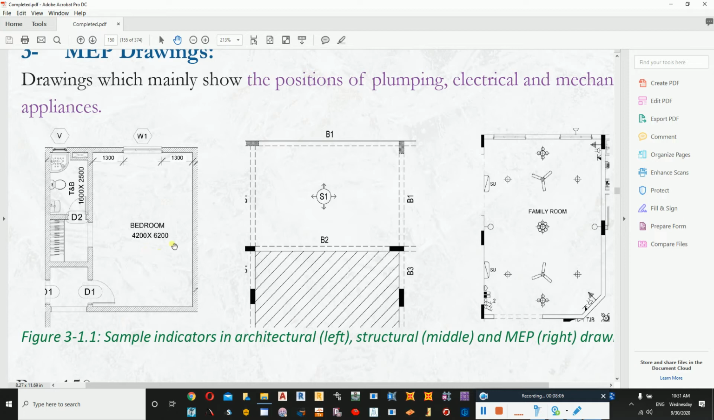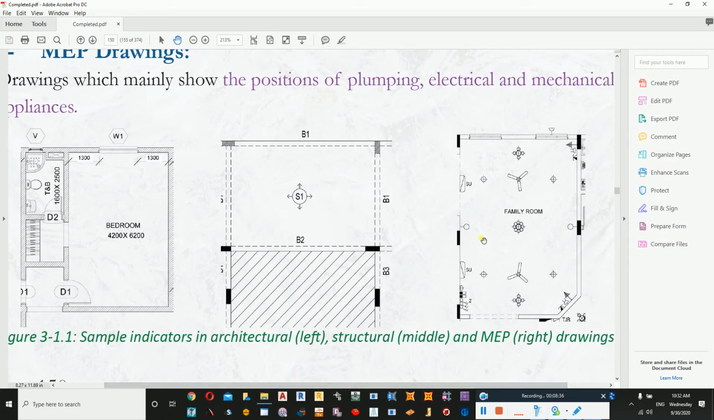Then after, we have another one here, which is having the columns, beams, slabs, and even hatches here. And we'll talk about the meaning of the hatches later. Anyhow, you can see here only primary elements have been shown, and this is representing your structural job.